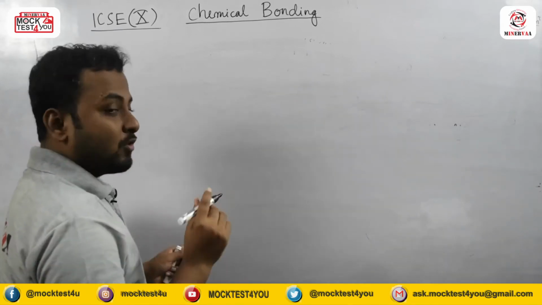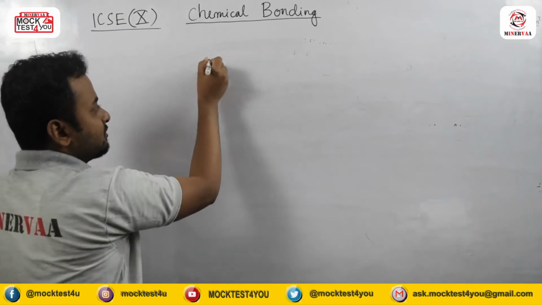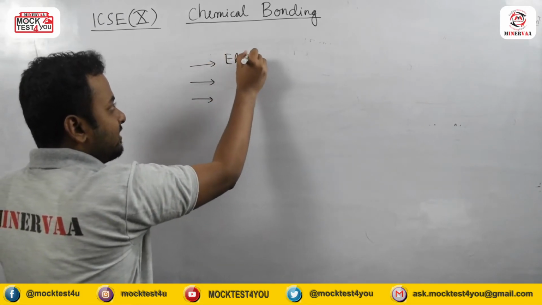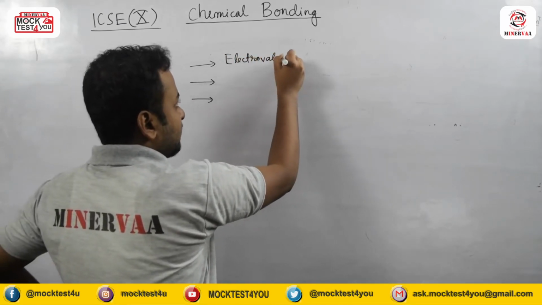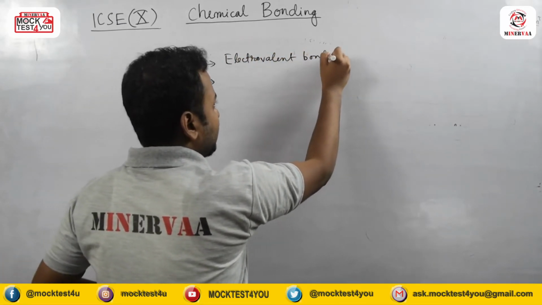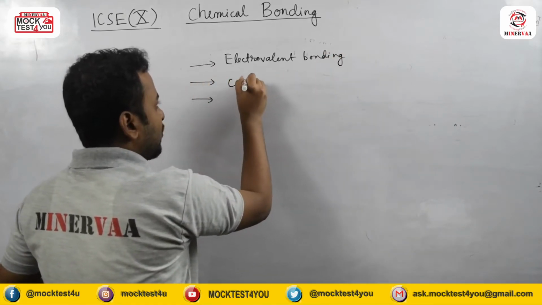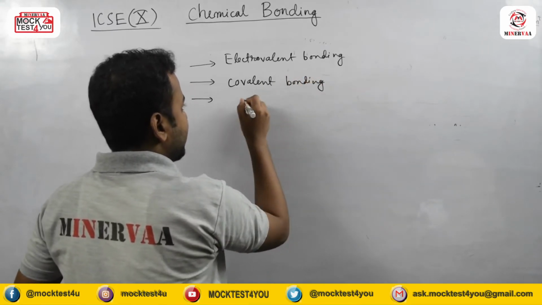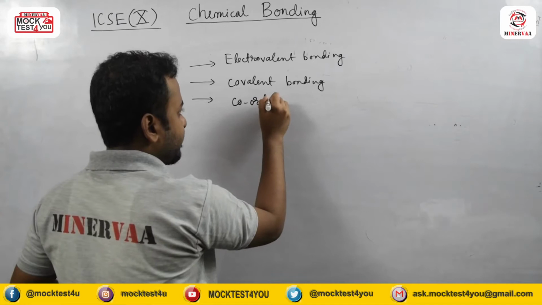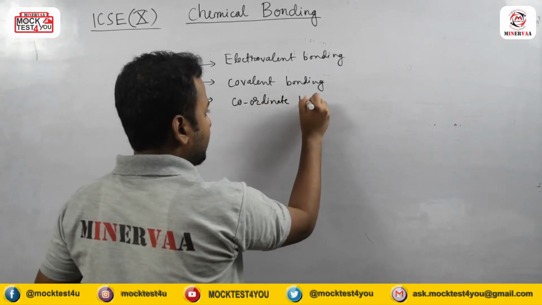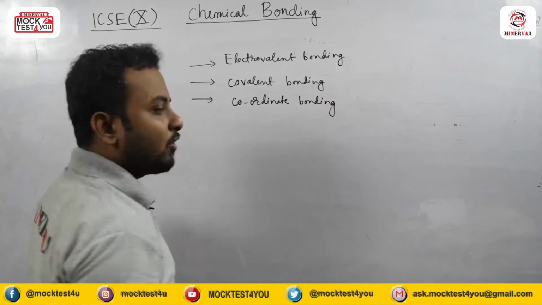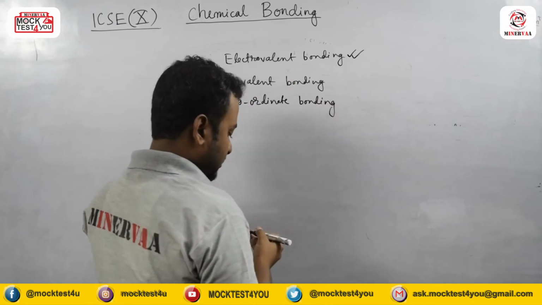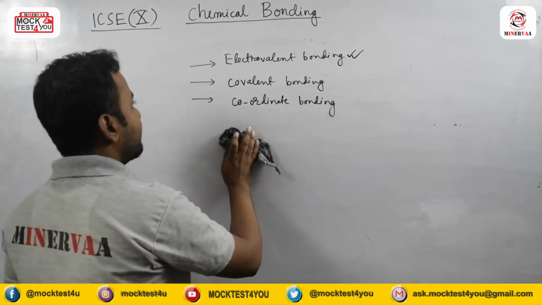Generally we can categorize all bondings into three types. There are three types of bonding. The first one is electrovalent bonding, the second is covalent bonding, and the third one is coordinate bonding. In this lecture we will only concentrate on electrovalent bonding. We will only focus on this part, electrovalent bonding.